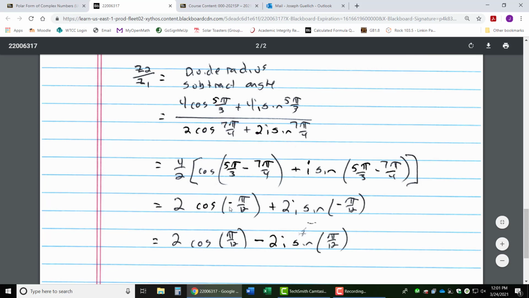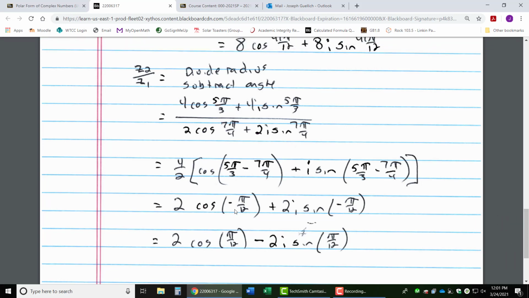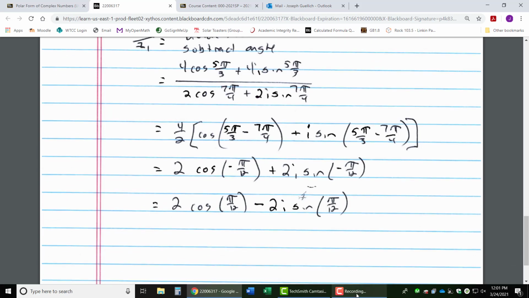Anytime you have a negative angle, you should think, oh, negative angle identity, what do I do with that negative sign? And as you can see, for cosine, it just goes away. But for sine, that negative angle becomes a negative in front of the sine, like that. So you have to think about that as well. That is the end of polar form of complex numbers.